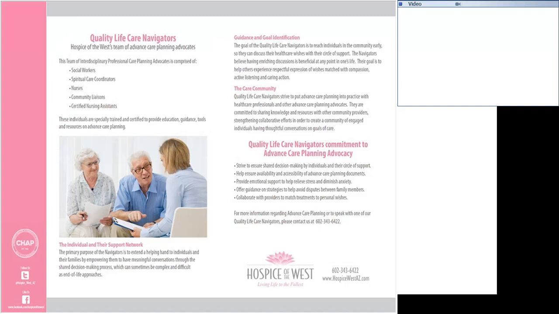We had this opportunity because of a program that our state hospital and healthcare organization developed. The Arizona Hospital and Healthcare Association invited us to attend a Train the Trainer event. And we sent about 15 of our staff to become certified. Our team is multidisciplinary and interdisciplinary in that our trainers, our advanced care planning advocates and trainers, are social workers, spiritual care coordinators, nurses, liaisons, and certified nursing assistants.